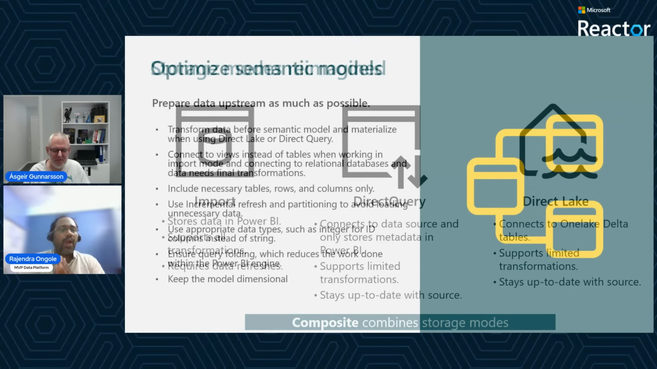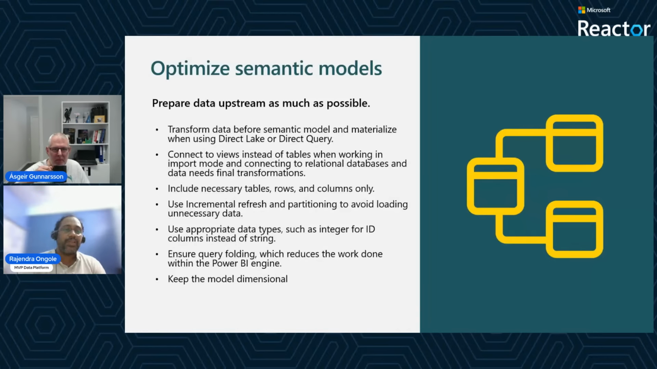So, optimization of the semantic model. If you're observing, these are the steps we can try. If you are implementing the transformations, make sure that before moving on to the modeling part, semantic model development, the transformations you're performing prepare the data upstream as much as possible. That's what I said in the earlier slide also. Prepare as many transformations as possible in the backend itself.